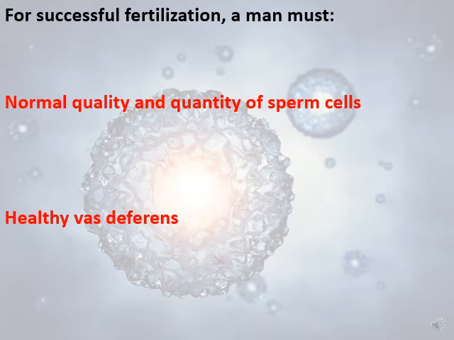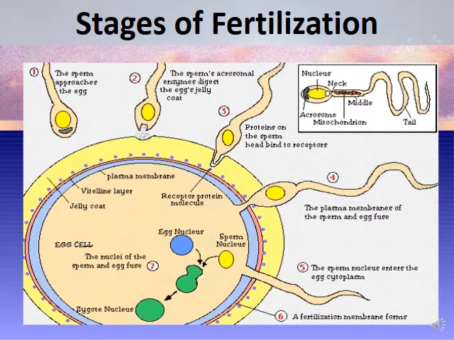Whereas the female should be in her ovulation day or a day after that, should have healthy oviducts and a healthy uterus, and should have abundant thin cervical mucus that helps in decreasing the acidity of the vagina, thus protecting the sperm cells and paving their way for the process of fertilization. So let's now move to the steps of fertilization.